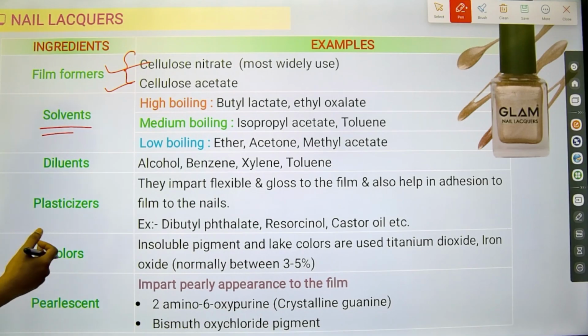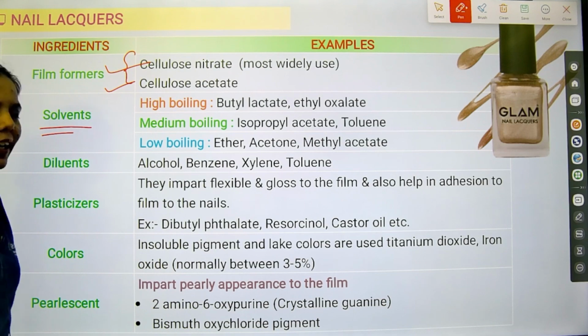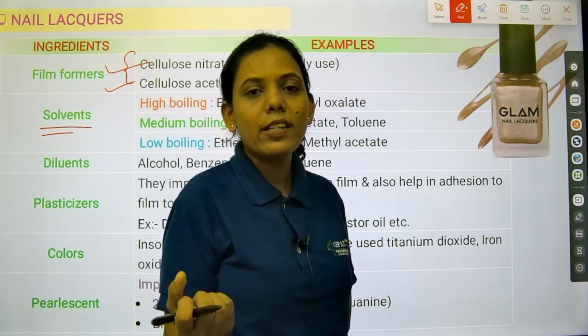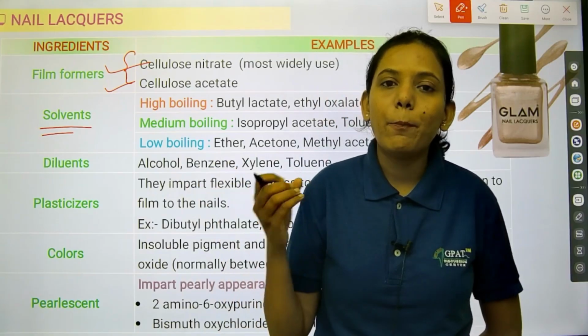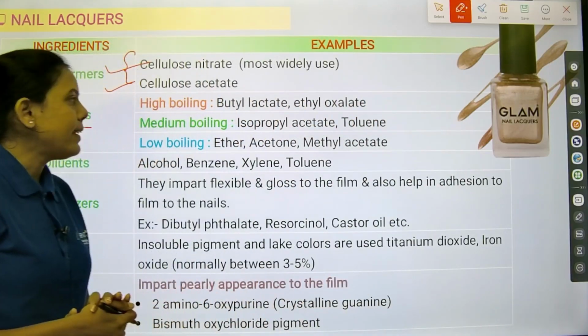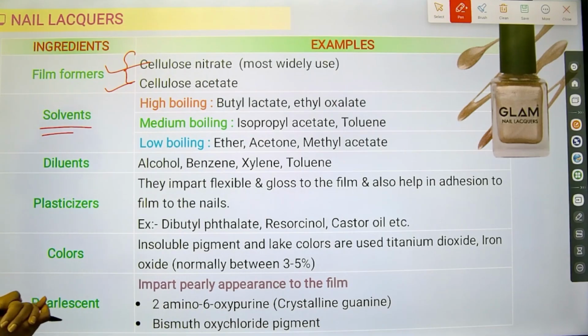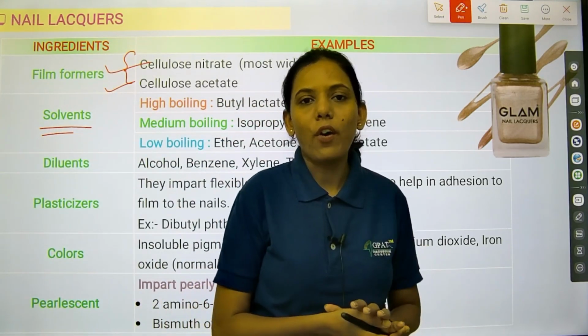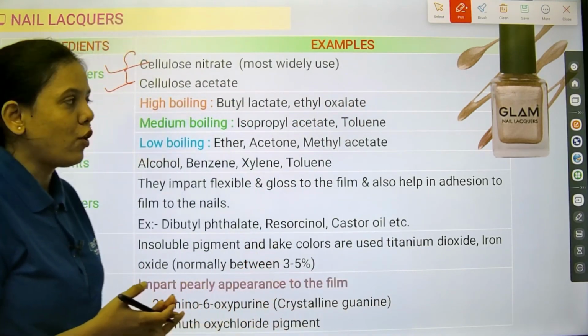High boiling solvents like butyl acetate and ethyl oxalate are less widely used. As I told you, low boiling solvents are very widely used because they have the tendency to evaporate faster. That is the reason drying occurs faster. Next is medium boiling, that is isopropyl acetate and toluene, and low boiling ether, acetone, methyl acetate. No matter which type of solvent you are using, they are organic solvents.